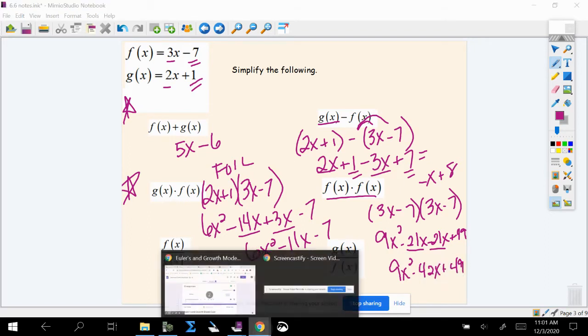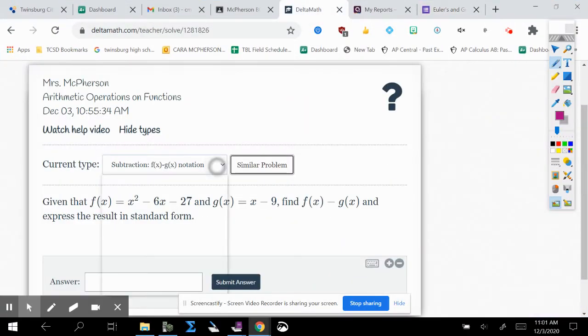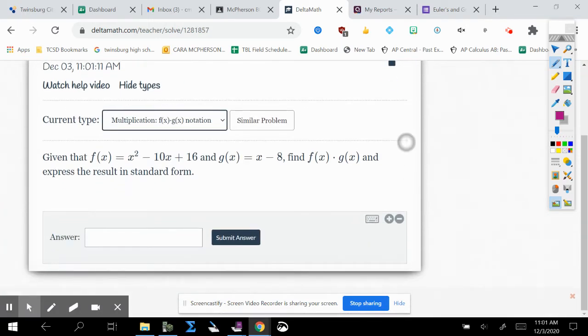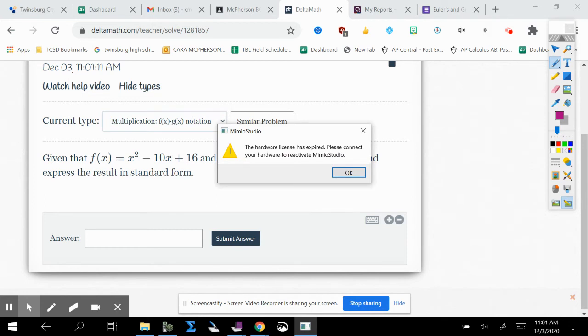Now on Delta Math, let me find it for you. On Delta Math, I just want to show you some variations that you'll get. A lot of the ones on Delta Math, you're going to be multiplying something that's a trinomial, meaning 3 terms, by a binomial, which is 2 terms. So I want to show one of these to you so you're comfortable with it.